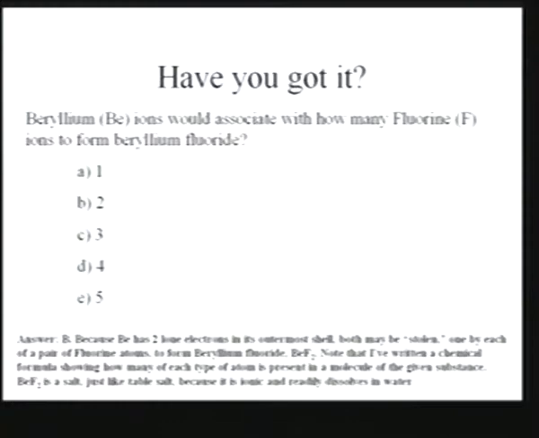All right, notice how I've written this chemical formula here at the bottom. This chemical formula shows how many of each type of atom is present. And so BeF2, that means there's one beryllium and two fluorines. And it's a salt, just like table salt.